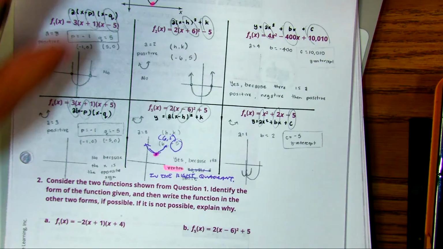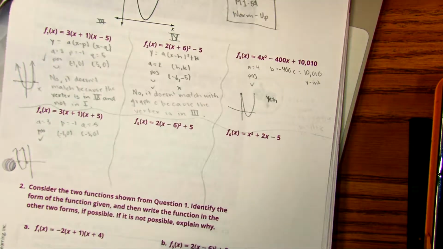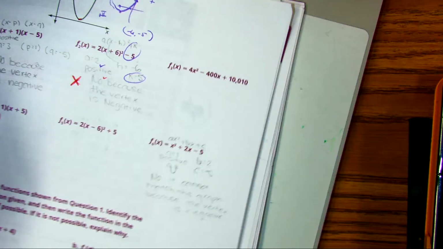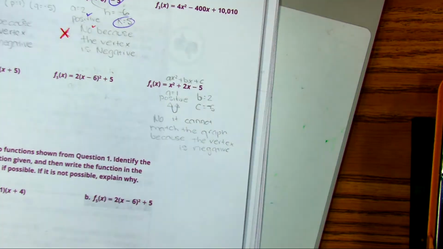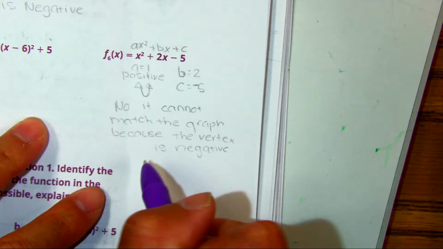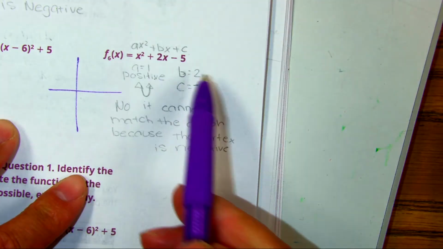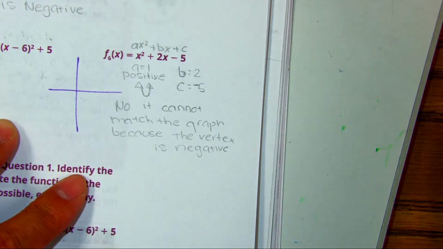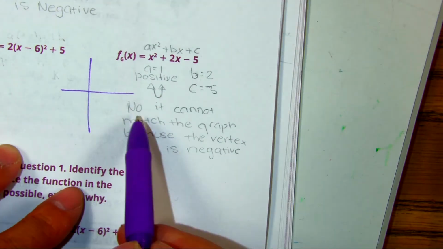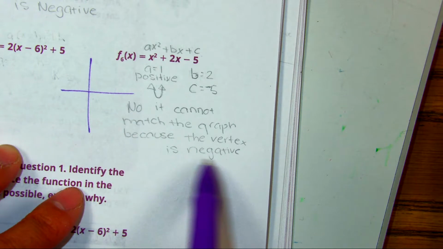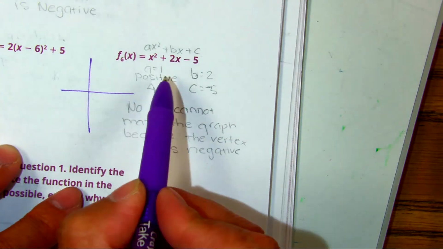And last question. Uh-oh. I got a missing one. How about this one? Opens up, correct. Standard form, they have the formula. Let's draw a picture. Let's see. No, it cannot match the graph because the vertex is negative. Okay. Standard form doesn't tell us about the vertex.